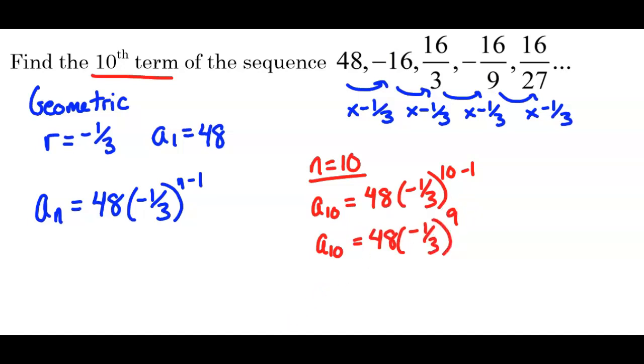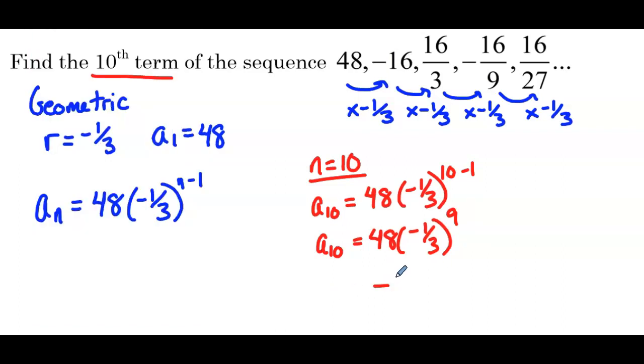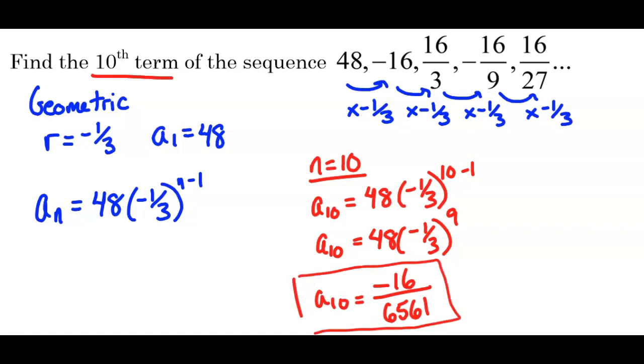Now for this one, we'll use the calculator. So we have 48 times -1 divided by 3 raised, remember that exponent key is the up arrow, to the 9th. Hit enter. Now that's a long decimal. I would prefer it as a fraction because that's how our sequence was given to us. So we can hit that math key. That first choice converts a decimal to a fraction. So we have -16 over 6,561. So that's the 10th term of this sequence.